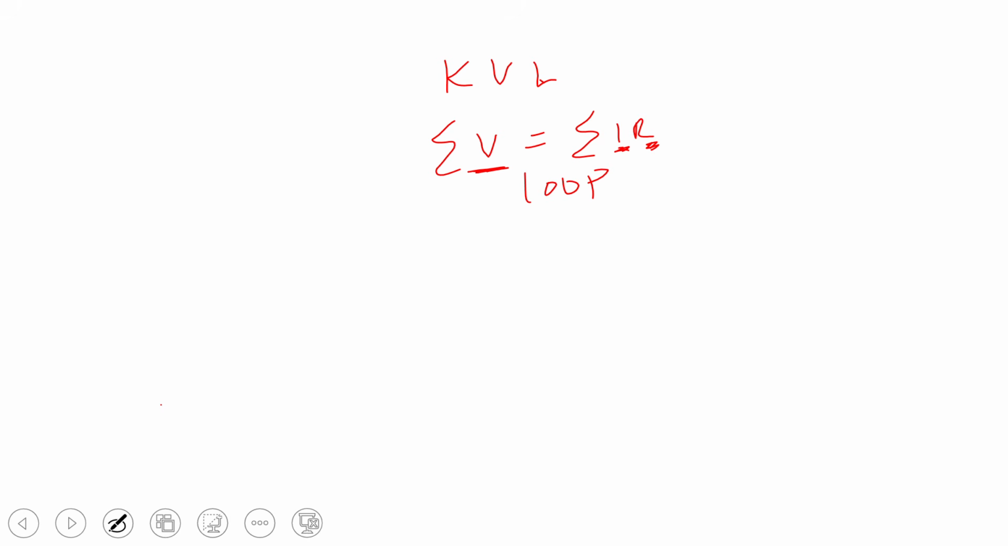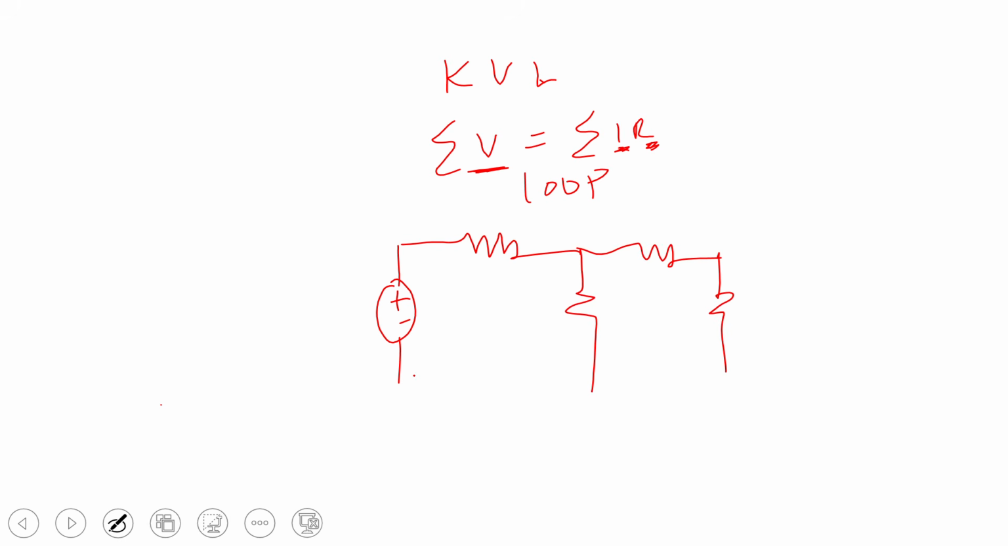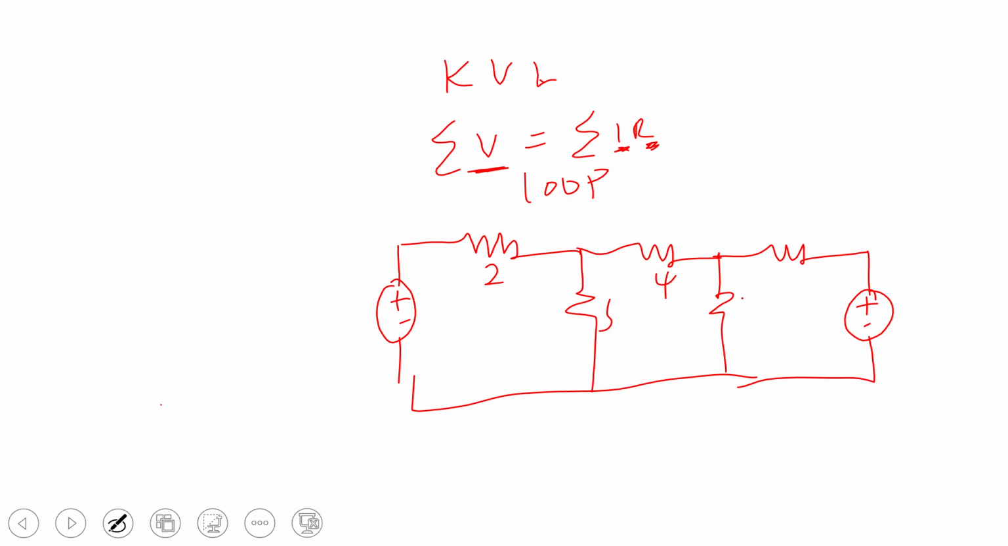Now, what's a loop? A loop is just a closed path where you can start from one point and come back to it. Let's see, for instance, let's say I have a circuit that looks like this. Let's say this is 2, 3, 4, 5, 6. Here is a 10 volt, here is a 20 volt. Now let me label the points here A, B, C, D, E, F, G, H.